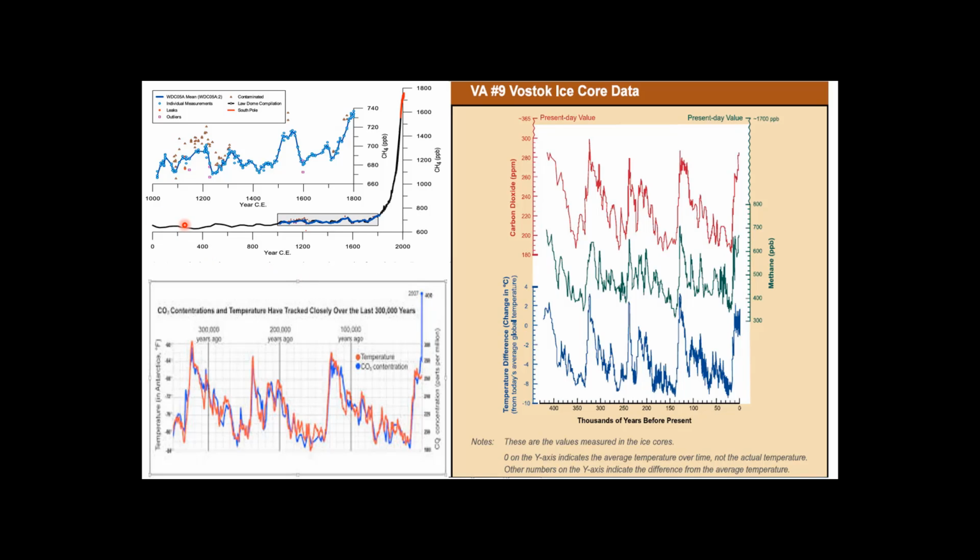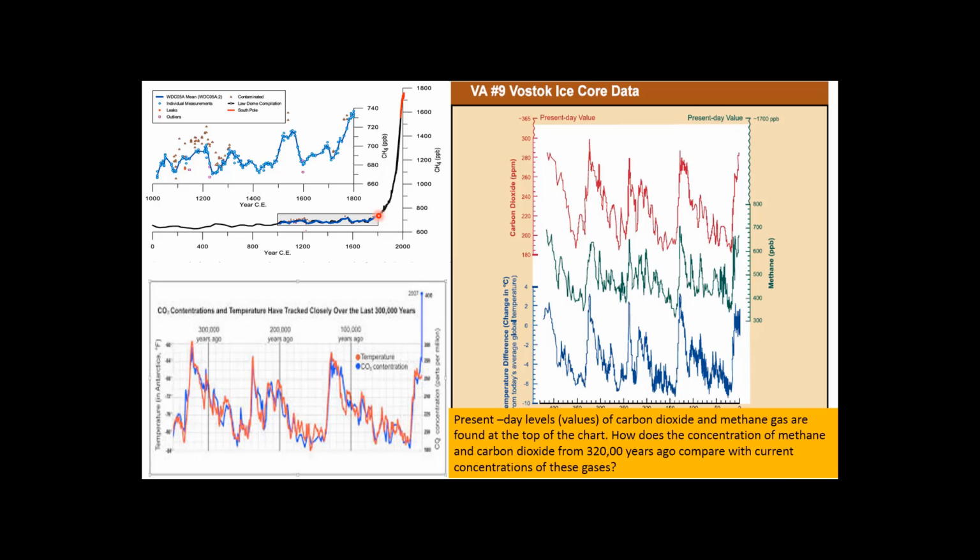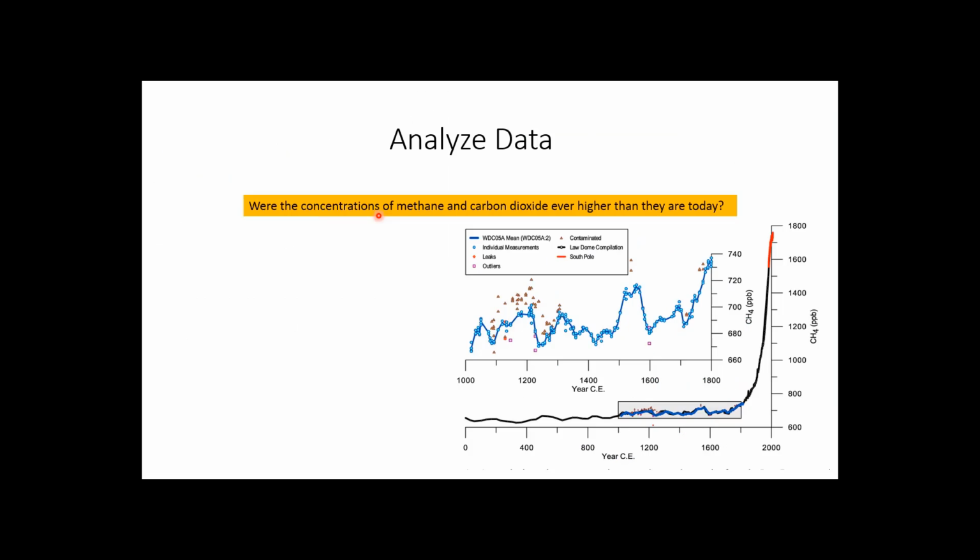If we look at it closely, here's the methane levels, and you can see that the methane levels today are much higher than they were, as we said, 1,700, very close to that. All right, so methane levels have gone up drastically in the last 100 years. So present-day carbon dioxide and methane gases are found at the top. How does the concentration of methane and carbon dioxide compare with current concentration? So you should be able to answer that now.